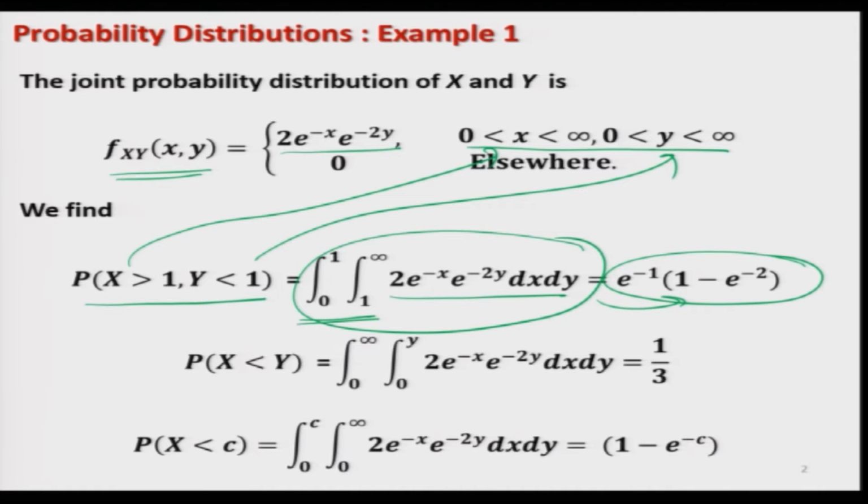Now if you want to find the probability x less than y, then the limits are going to be 0 to infinity and 0 to y, and then you can write down this PDF and solve this multiple integral. You will get the value 1 by 3.